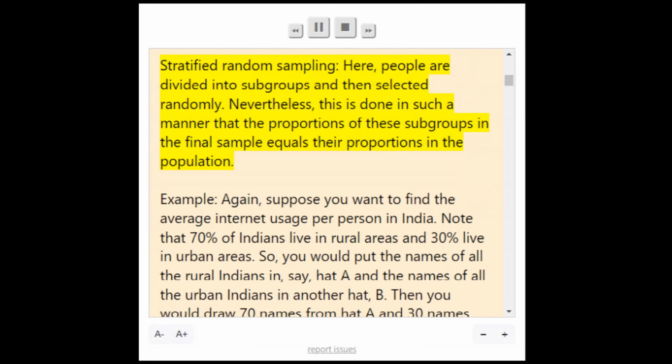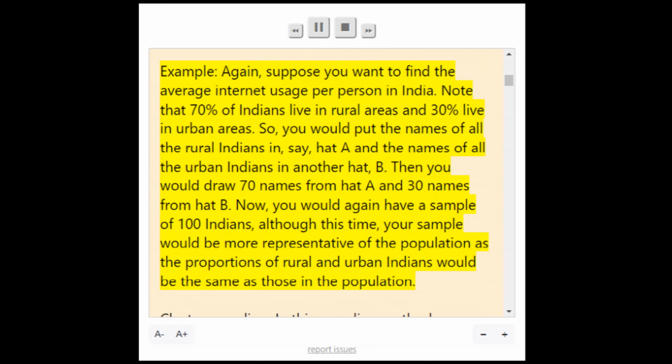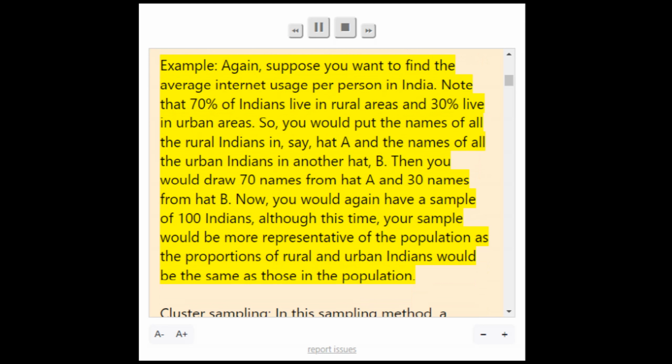Stratified random sampling: here, people are divided into subgroups and then selected randomly. Nevertheless, this is done in such a manner that the proportions of these subgroups in the final sample equal their proportions in the population. Example: again, suppose you want to find the average internet usage per person in India.